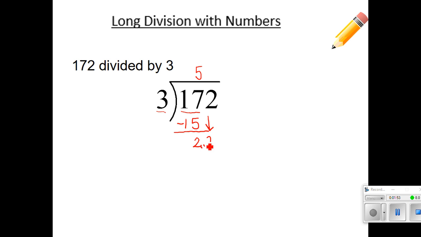Bring down the 2. How many times does 3 go into 22? That would be 7 times. 7 times 3 is 21. Subtract, you have a remainder of 1. Now, if I want to write that as the quotient, I would write it as 57 plus 1 over 3. You take your remainder divided by the number you're dividing by. That is the quotient. Okay?